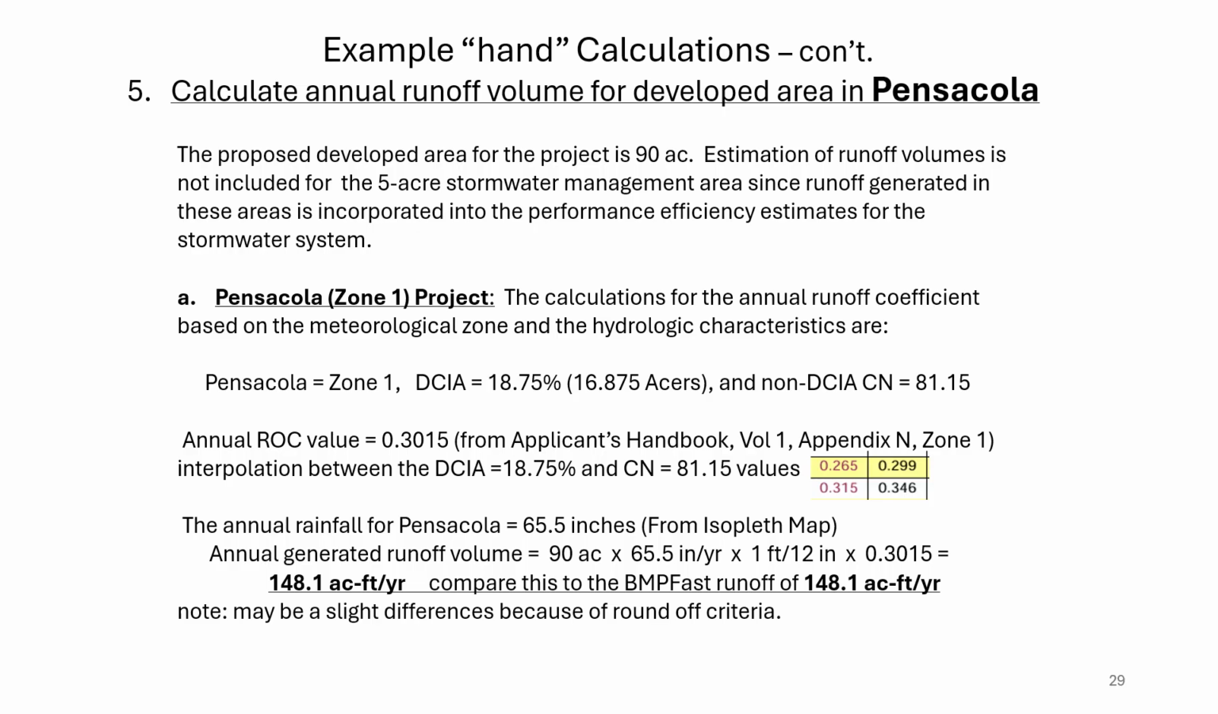With all these figures, we can calculate the annual generated runoff volume. We multiply the project area of 90 acres by the annual rainfall of 65.5 inches per year, convert inches to feet by dividing by 12, and then multiply by our annual ROC value of 0.3015. This gives us an annual generated runoff volume of 148.1 acre-feet per year. This value closely matches what you would get if you used the BMPFast software, with any minor differences likely due to rounding conventions. We'll demonstrate the use of BMPFast to achieve this answer in later slides.